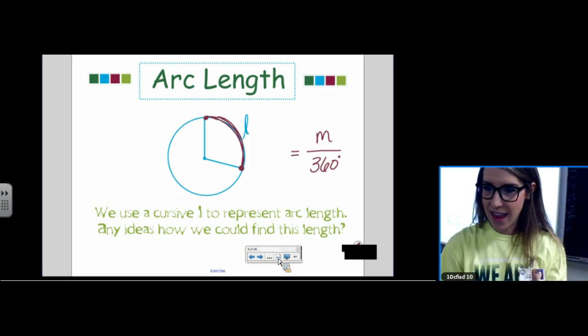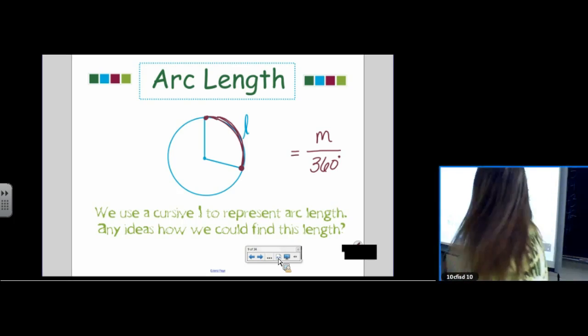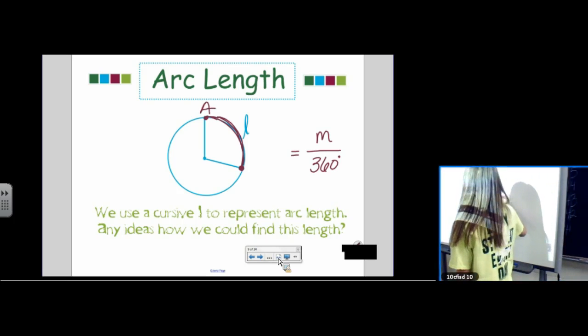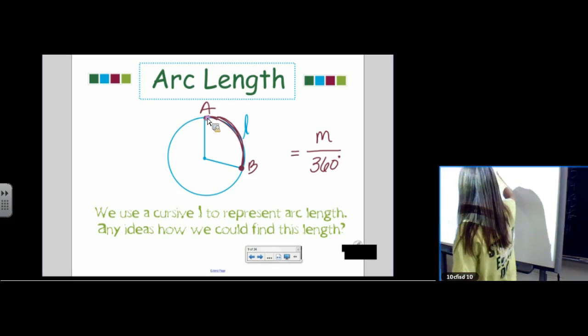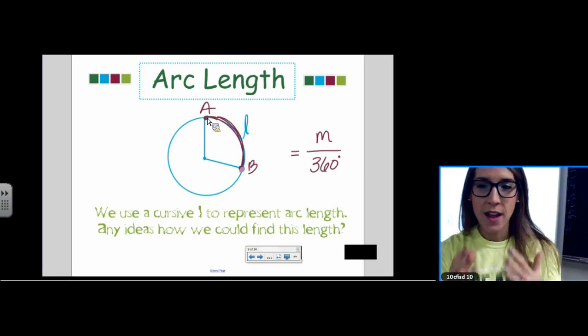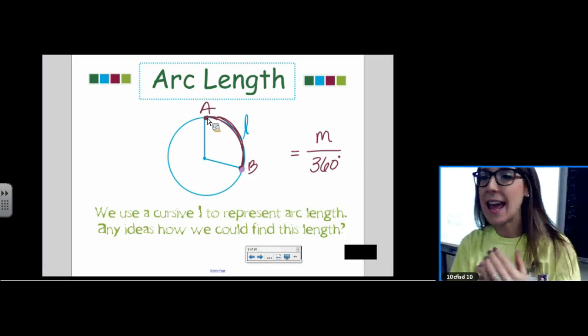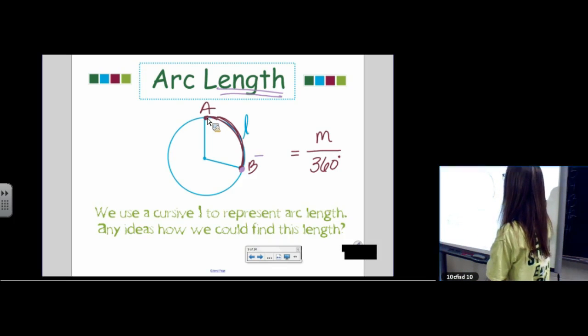Now let's talk about length. When you hear length, I want you to think distance. So if an ant were to crawl, starting at A, and crawl along the curve to B, how far would it have traveled? That is what arc length is. Distance from A to B along the curve.